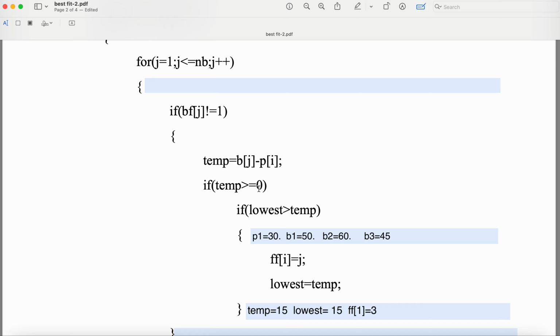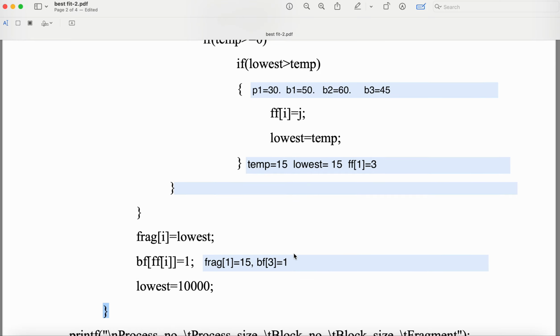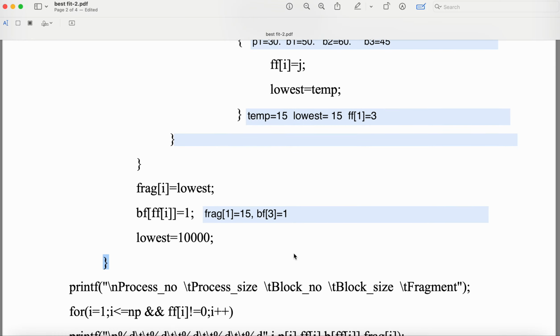Why? Because size means it is a positive number. If lowest is greater than temp, then we can say that it is the lowest number. So store temp in lowest and store that j value in FF of I. Whenever the first iteration is over, we have to store Frag of I equal to lowest. Next, BF of FF of I equal to 1.